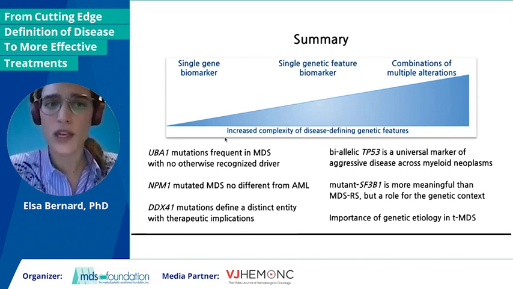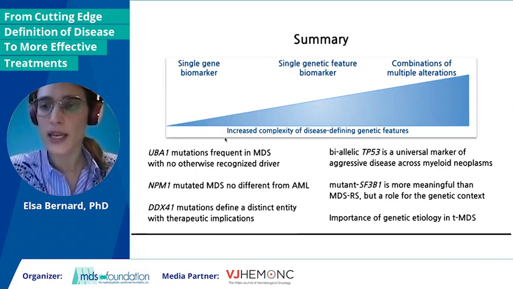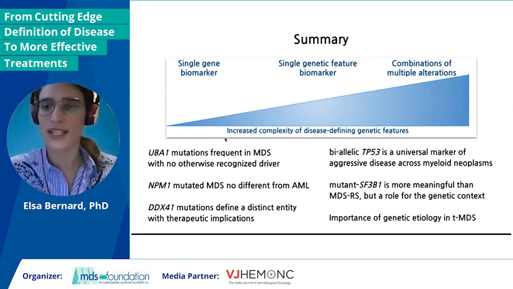Biallelic TP53 mutation is a universal marker of aggressive disease across myeloneoplasms and really a distinct entity. Mutant SF3B1 is more meaningful than MDS with ring sideroblasts, but there is a strong role for the genetic context, and the importance of the genetic context is also highlighted in therapy-related MDS.